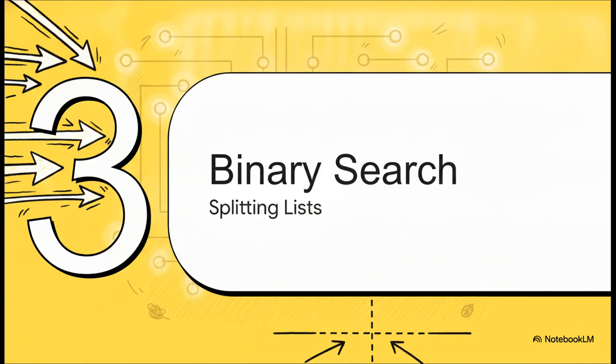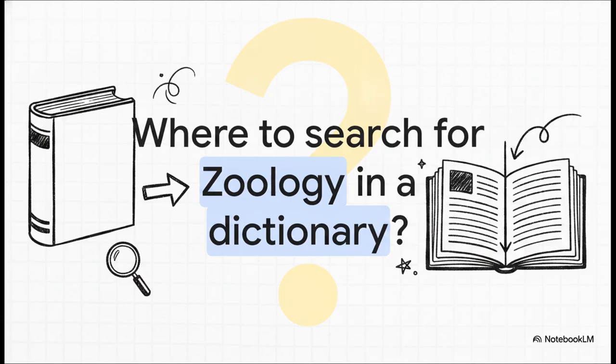That brings us to part 3, binary search, or splitting lists. Okay, to really grasp binary search, answer this for me. Where do you search for the word zoology in an English dictionary? You certainly wouldn't start at page 1 and read every single word sequentially, right? That's what a linear search would do. No, you'd instantly flip right to the end of the second half simply because you know the dictionary is already alphabetized.